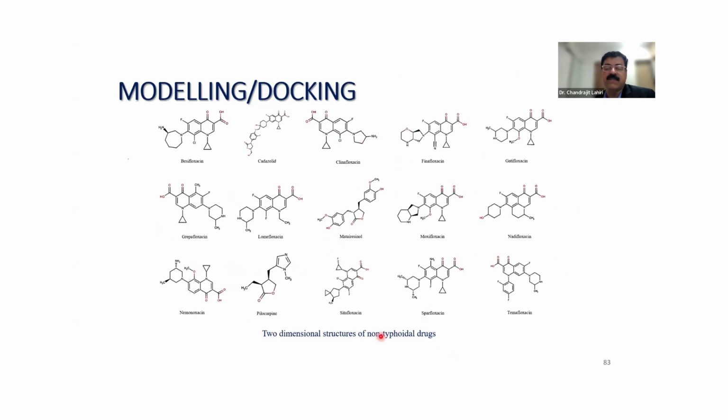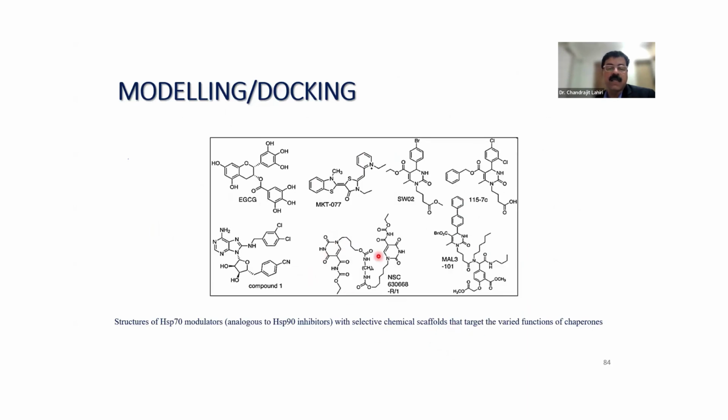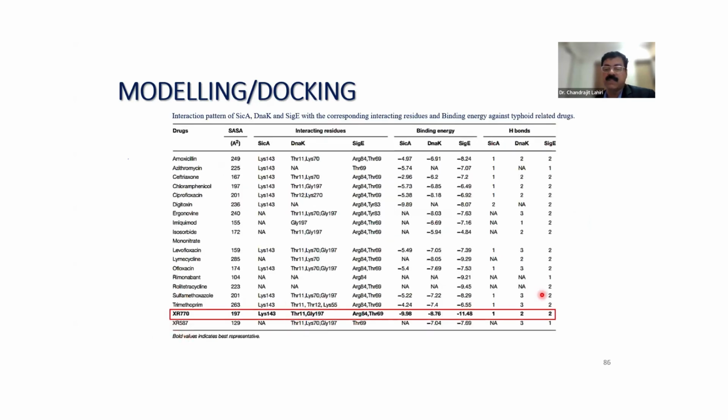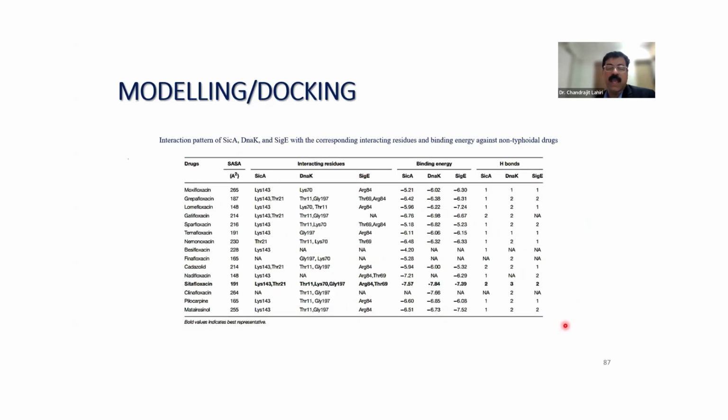And so we have tested several typhoidal drugs and non-typhoidal drugs and several other HSP modulators or inhibitors, because remember I talked about the salmonella protein CK. CK is nothing but a heat shock protein, and HSP is nothing but heat shock protein type. So we have taken several such HSP inhibitors, and we found that this CK protein nicely gets docked with XR770, a particular drug molecule which can be utilized for repurposing these days.